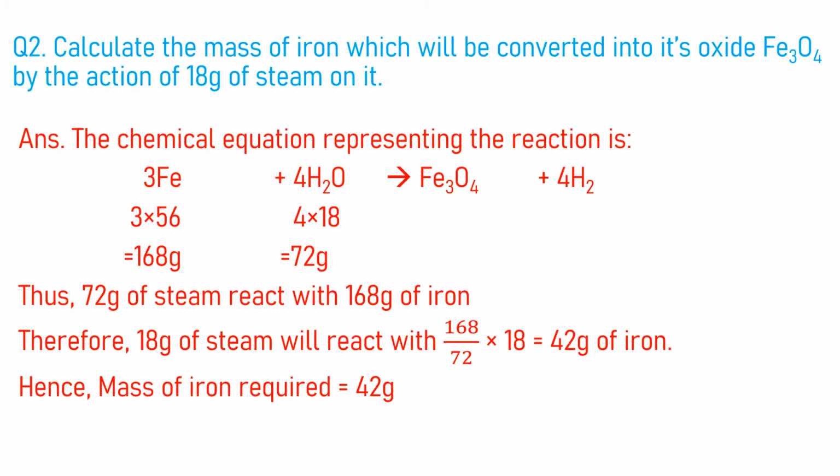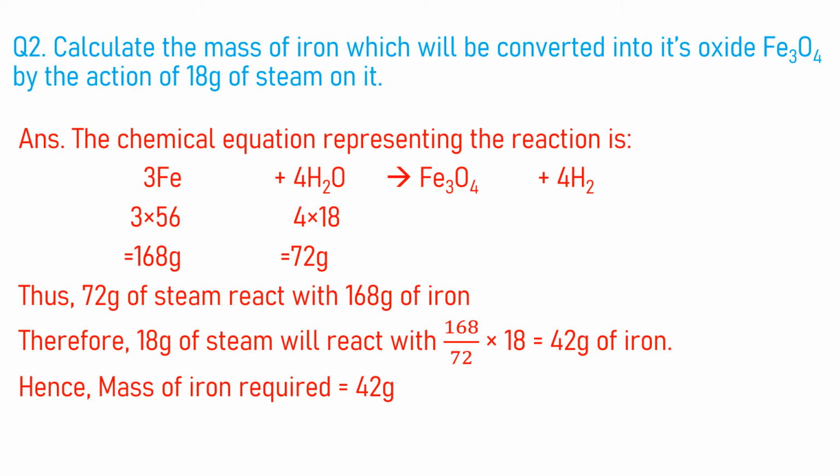The balanced chemical equation is 3Fe plus 4H2O gives us Fe3O4 plus 4H2. Now we can calculate from here that Fe has mass 56 grams, so 3 into 56 gives us 168 gram, and 4H2O, 4 into 18, gives us 72 gram. Thus we can say that 72 gram of steam reacts with 168 gram of iron.